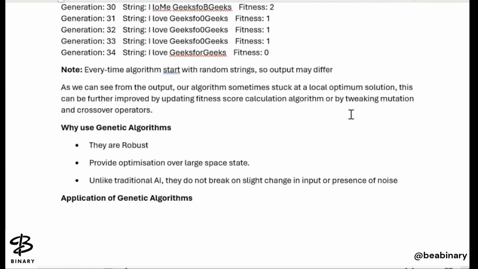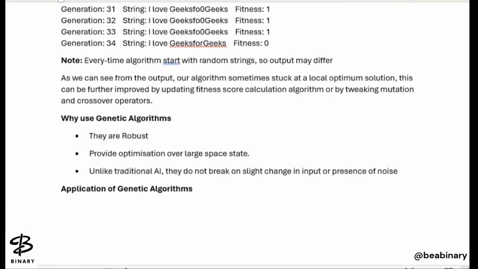Note what you need to know: every time the algorithm starts with a random string, so the output may differ. These are the kinds of outputs we can get from the genetic algorithm.